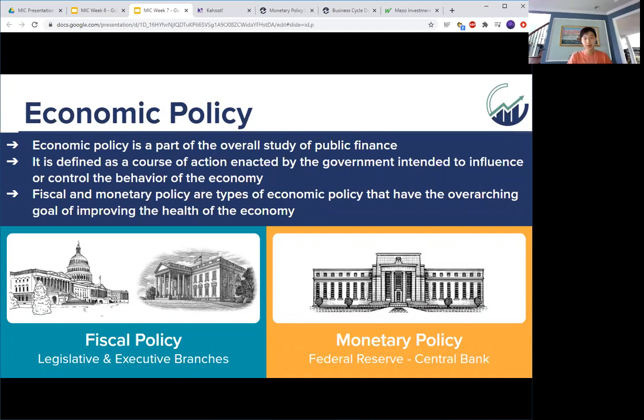So these two types of economic policy essentially act as levers on different aspects of the economy with the hope of exerting a positive influence on the overall economy. So in the US, fiscal policy is enacted by, as you can see, the legislative and executive branch of the government, whereas monetary policy is enacted by the Federal Reserve, which is the central bank for the United States. So let's first take a look at fiscal policy in greater detail, and then we'll look at monetary policy.